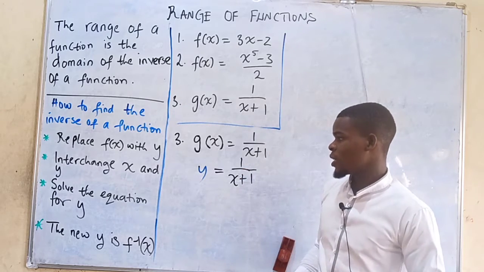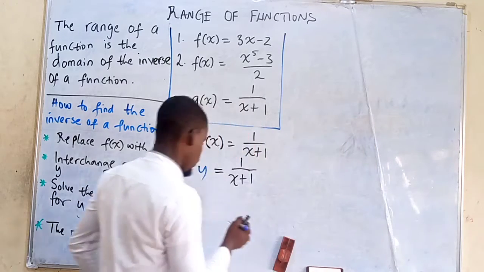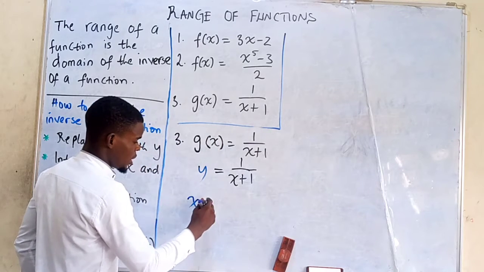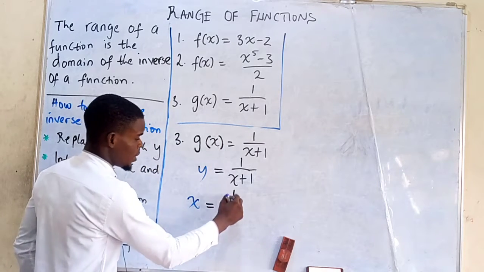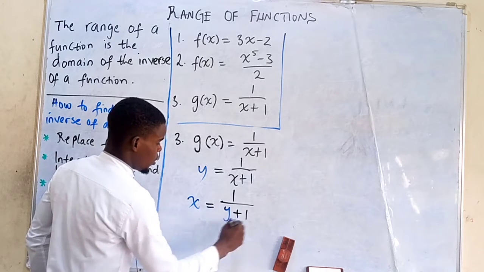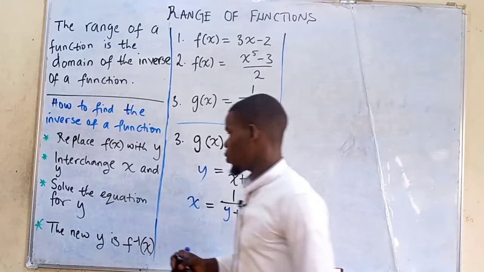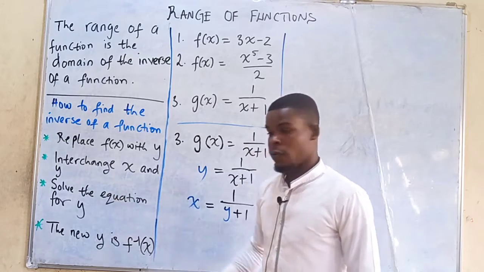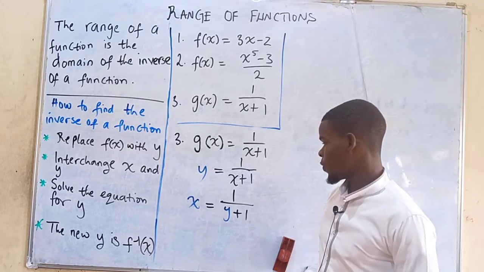The next thing is to interchange x and y. So in place of y, we put x, and in place of x, we put y. That is just by interchanging. Then the next thing we want to do is solve this equation for y, so we want to make y stand alone on one side of the equation.